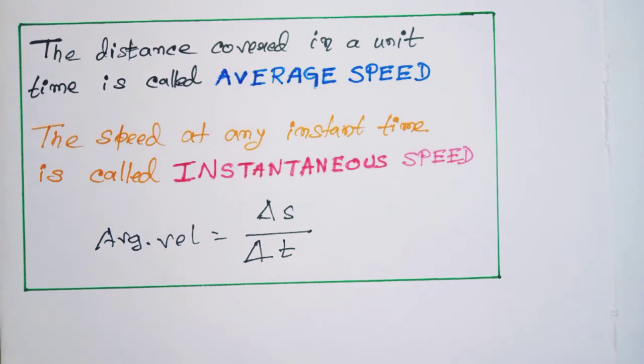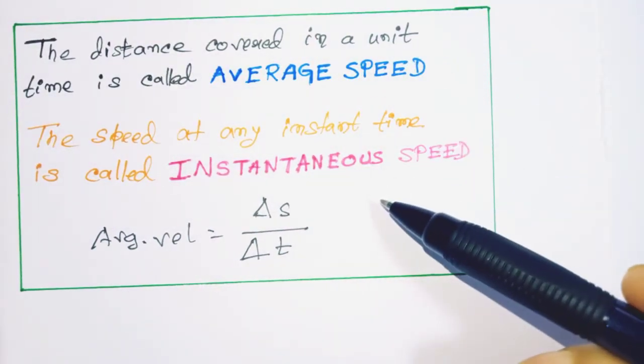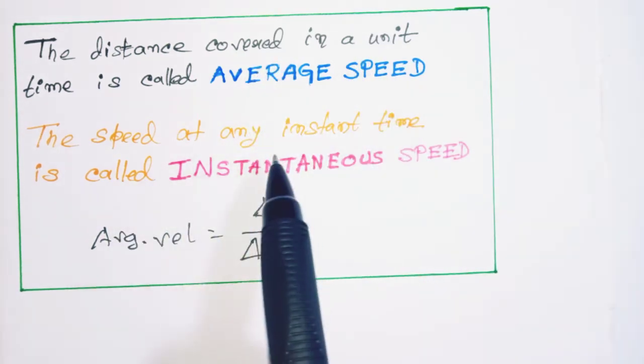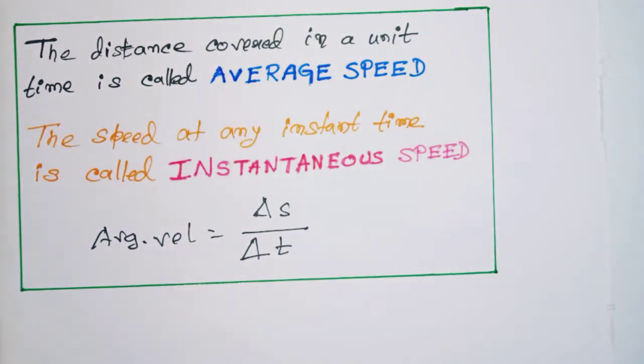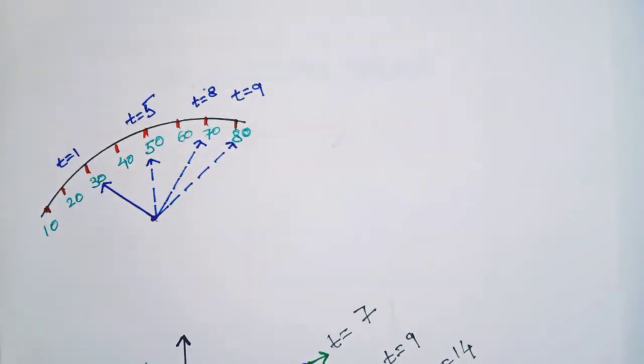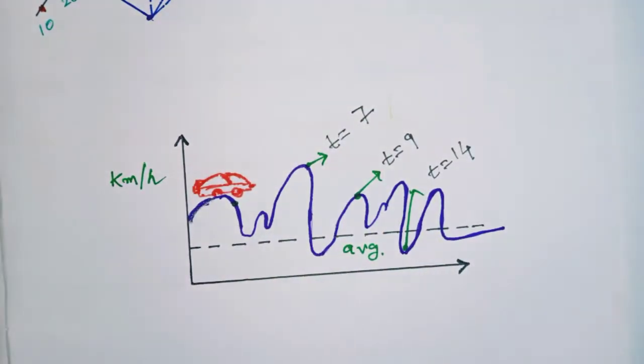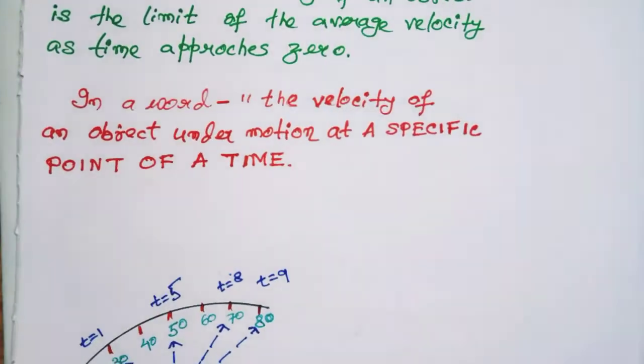Now, instantaneous velocity is something that we are going to deal with and we are going to see how things are. So this part is quite clear, I hope. What is average speed and instantaneous speed? So this is in a unit time and this is at any instant time. Instant time means the time which we fix, immediately this or this, or maybe the car moving at this speed and we fix any arbitrary time. So this is what we call instantaneous speed, right?